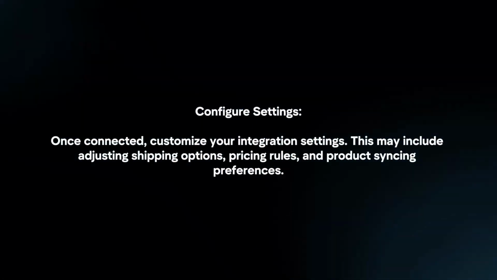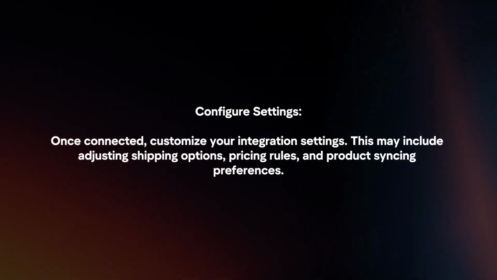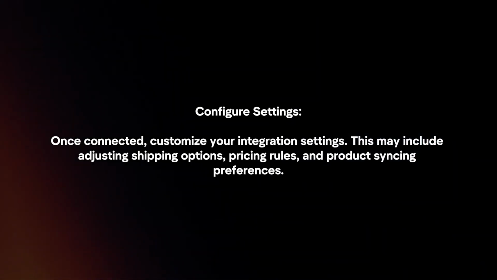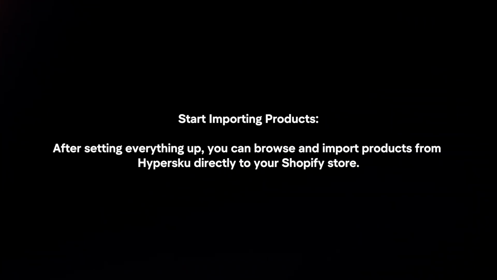Configure settings. Once connected, customize your integration settings. This may include adjusting shipping options, pricing rules, and product syncing preferences. Start importing products. After setting everything up, you can browse and import products from Hypersku directly to your Shopify store.